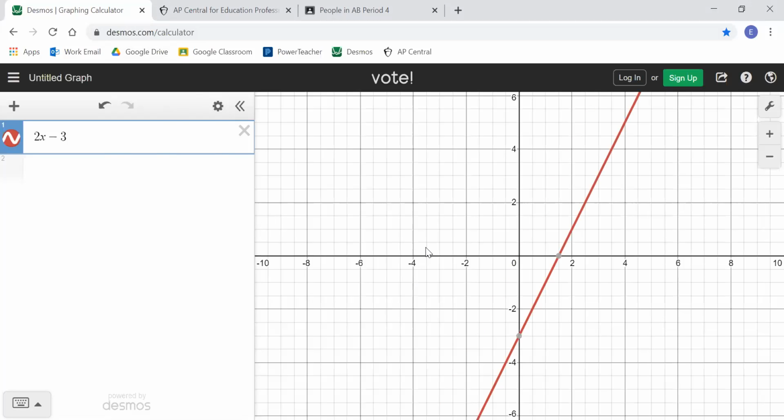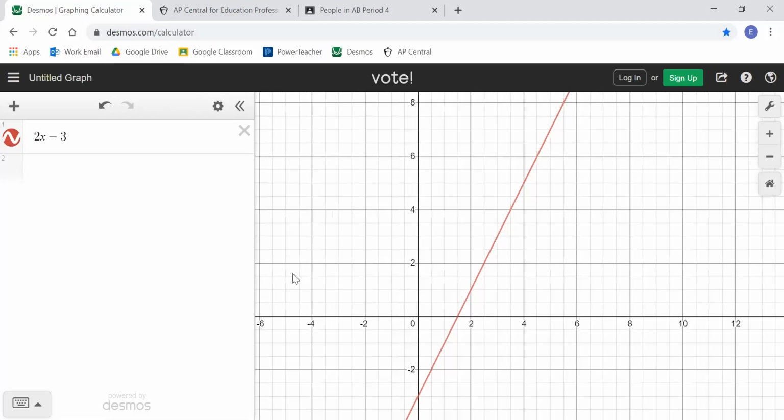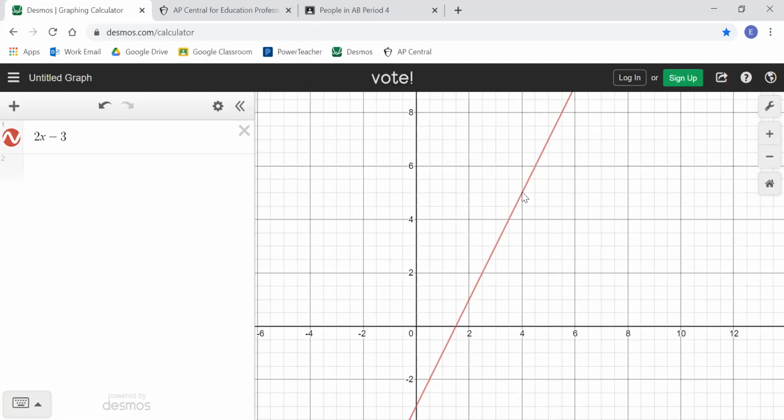So here's my function 2x minus 3. And what were we looking at? We were looking at the limit as x approached 4, and we'll note, I can't click on 4 exactly. There we go. There's the point at 4, 5. 5 was what we got as the limit. It's just the y value of our function there because our function is continuous. Right? Everybody good with that?